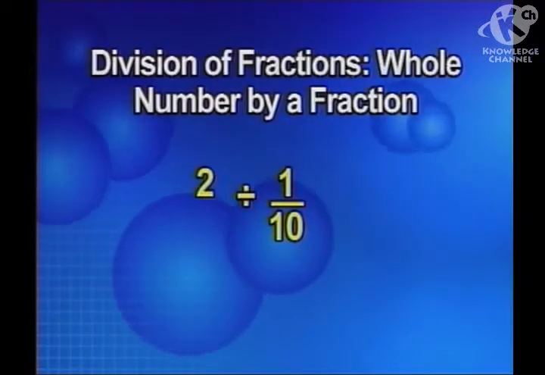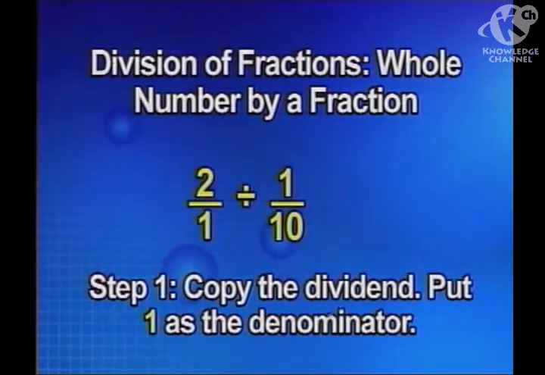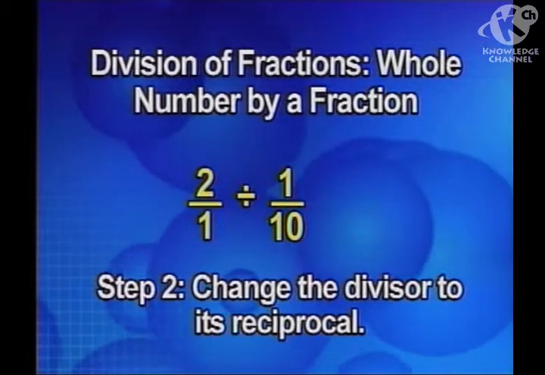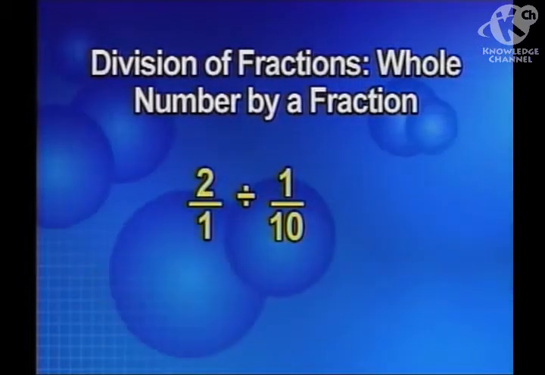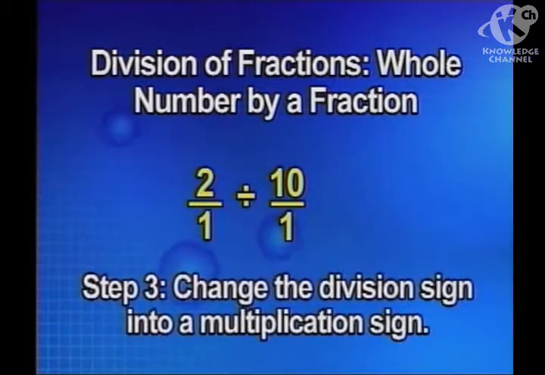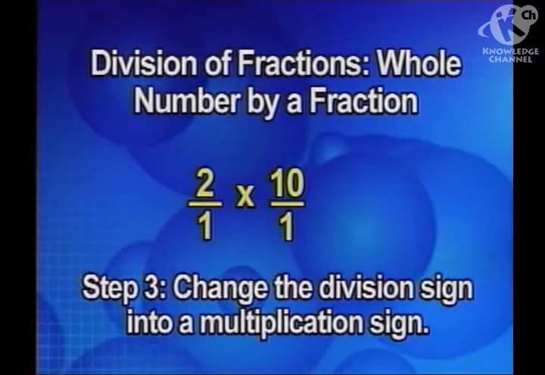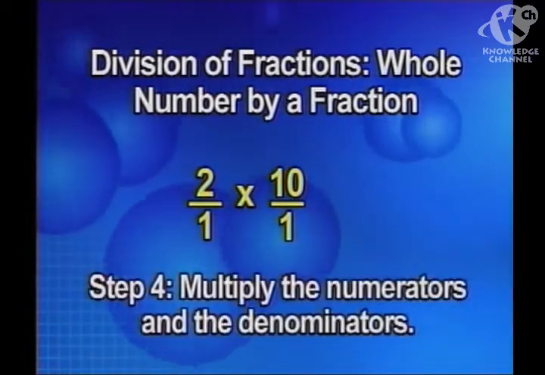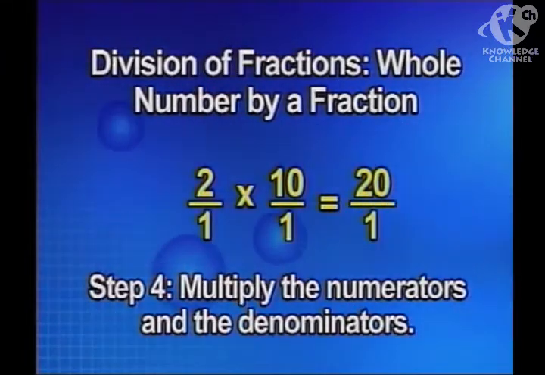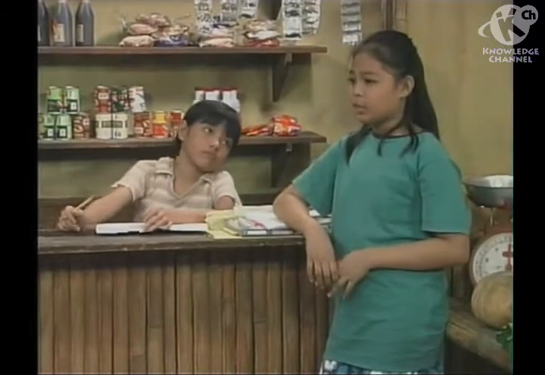You can divide 2 by 1/10 meter. First, we put 1 as the denominator of 2. Now, we change the divisor 1/10 into its reciprocal. The reciprocal of 1/10 is 10 over 1. Next, we change the division sign into a multiplication sign. Now, we can multiply. Aba, ang galing mo na, Bubut. So, 2 times 10 is 20. 1 times 1 is 1. The answer is 20.